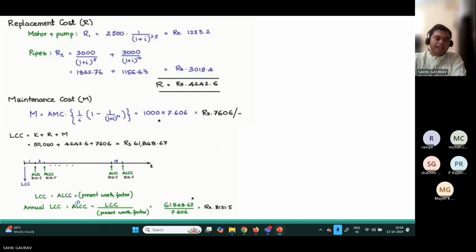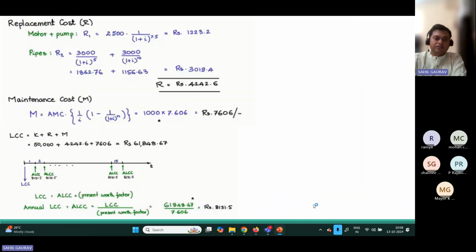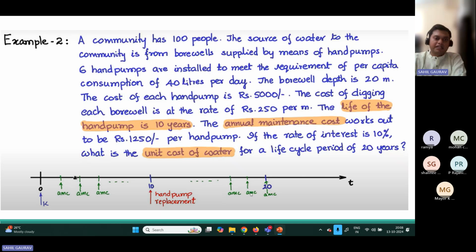and then we will get the annual LCC. Annual LCC means each year what amount of money you need to provide if you have taken that amount of money. So this will come as 8131.5.